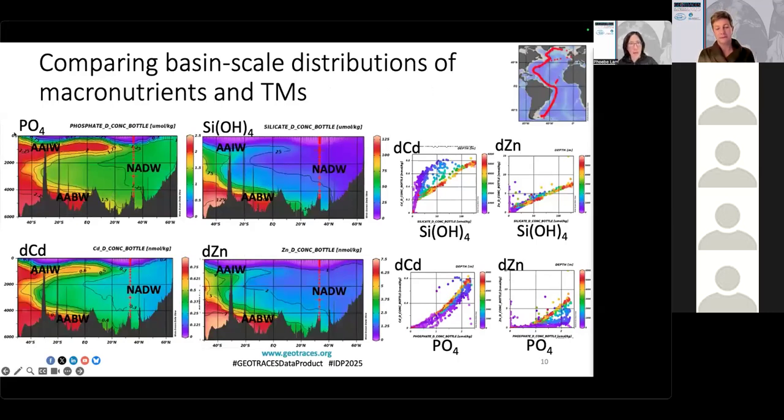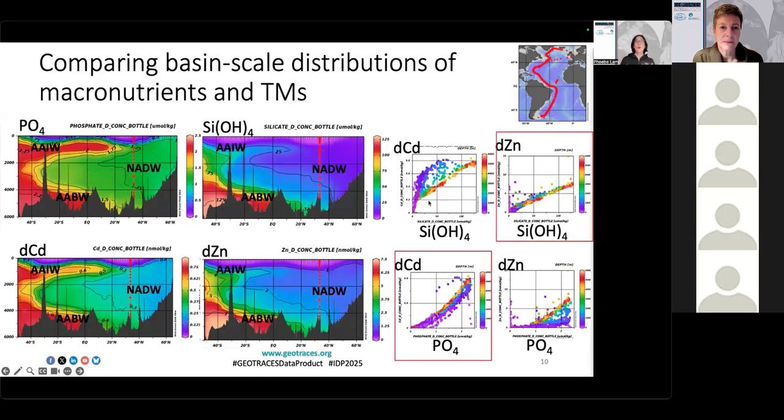I've shown you some of them already, the phosphate, silicate, cadmium, and zinc section plots from this section. And then I asked them to make scatter plots. These have cadmium on the y-axis here, silicate, phosphate, zinc on the y-axis here, silicate, phosphate. The color bar just shows depths. And by doing these plots, they can quickly see that zinc correlates with silicate, not with phosphate, and cadmium correlates with phosphate, not with silicate.